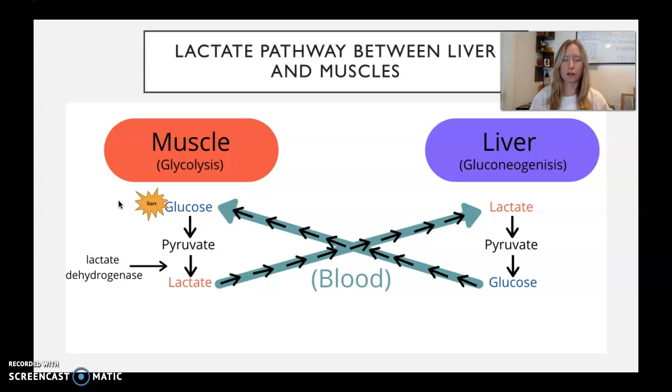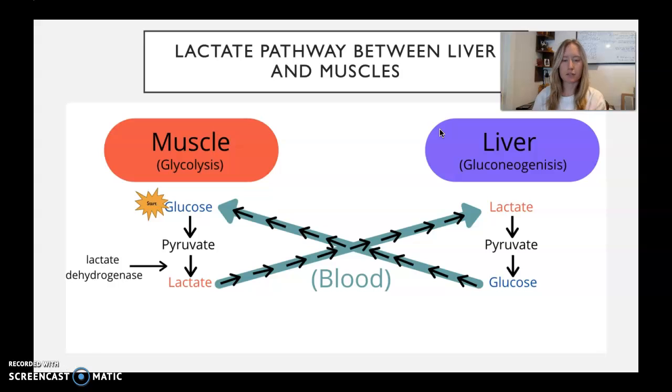Once there, if it's anaerobic, we are not going to have oxygen to turn that pyruvate into acetyl-CoA. So what's going to happen is lactate dehydrogenase is going to convert the pyruvate into lactate. Once that happens, the lactate can't be used in the muscle again. So the lactate is going to be transported out of the muscle through the blood into the liver. In the liver, gluconeogenesis is going to occur.